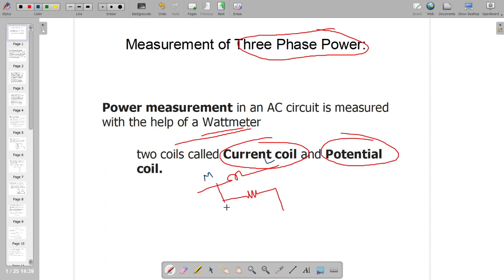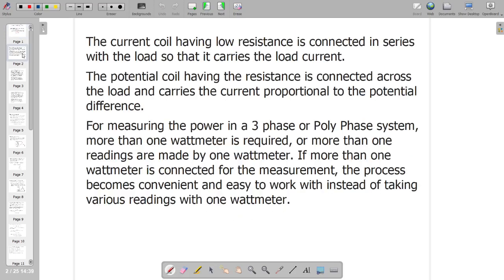Whereas the potential coil, or pressure coil, has terminals C for common and V for voltage. These are the terminals of the wattmeter. So basically the current coil has low resistance. The wattmeter coil arrangement is shown in the previous slide.